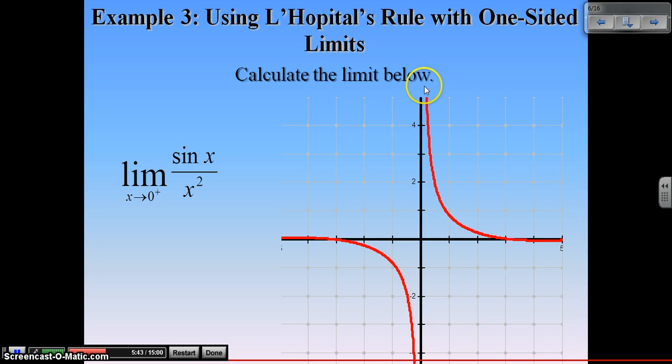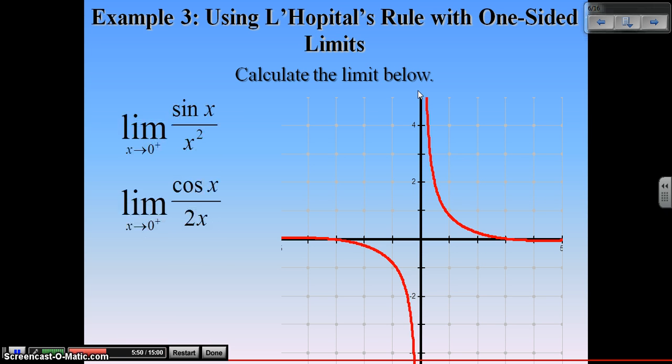Now, we can verify this using L'Hopital's rule. If I were to apply L'Hopital's rule, and I can because right now it's 0 over 0, I have cosine over 2x. Now, how does that give me an answer of infinity? Because we've just shown that this function does go up. Well, cosine of 0 is 1, 2 times 0 is 0, and remember, anything over 0 is plus or minus infinity, and we would tell which one it is by looking at the graph. In this case, it is plus.